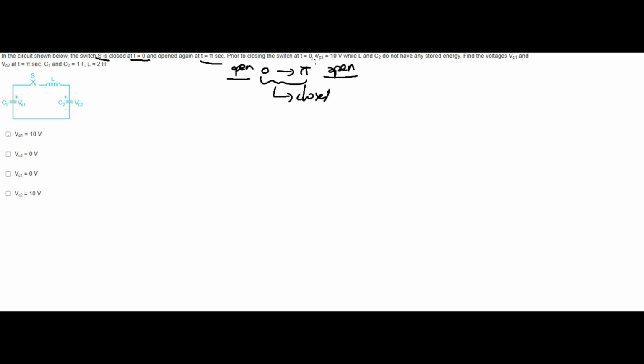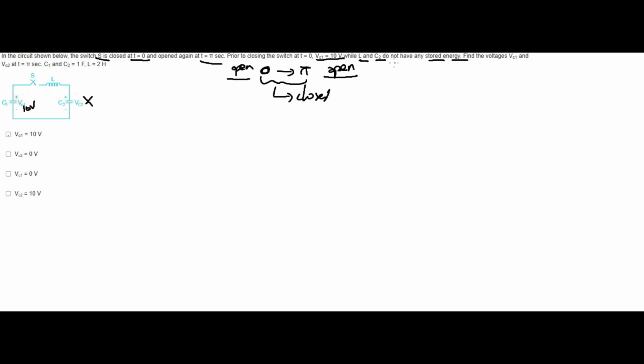At the time t equal to 0, they have given the voltage VC1, that means at the start the voltage VC1 is 10. But they didn't mention anything about VC2. They have mentioned VC1 as 10 volt, is it right? So till now we assume that L and C2 do not have any stored energy.